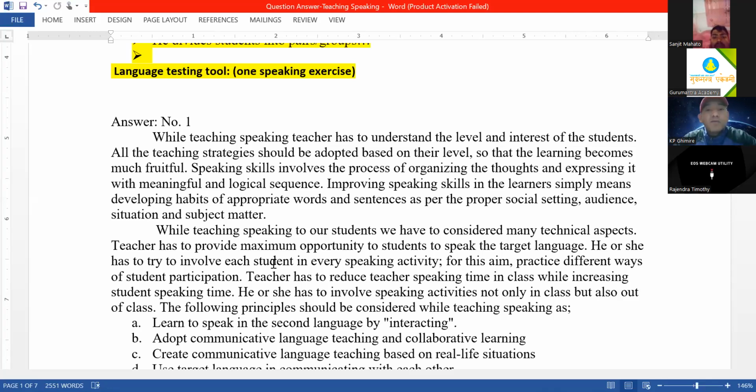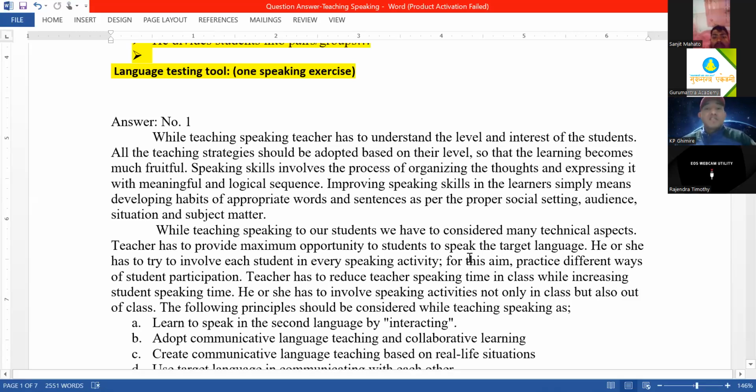Speaking skills involve the process of organizing thoughts and expressing them in a meaningful and logical sequence. So they need to have a reason to speak. Without creating the context, nobody can speak. So we as teachers should create the environment, and only then can our students get involved in speaking.